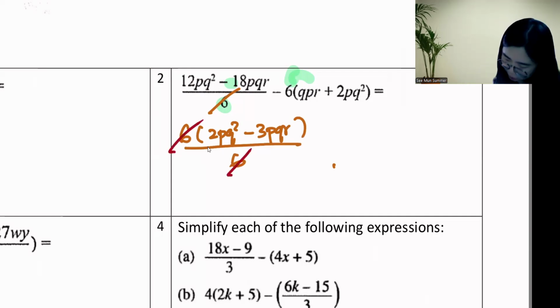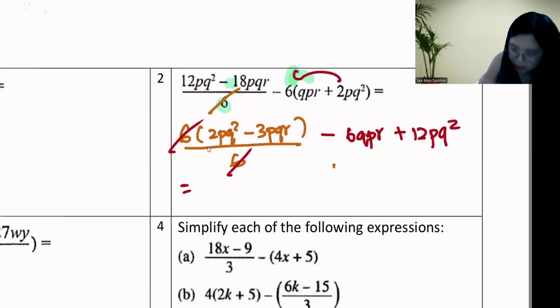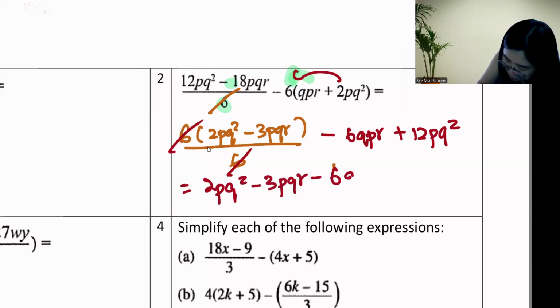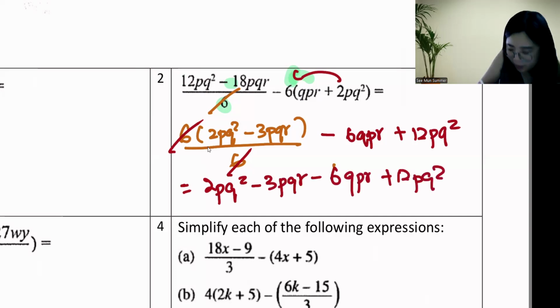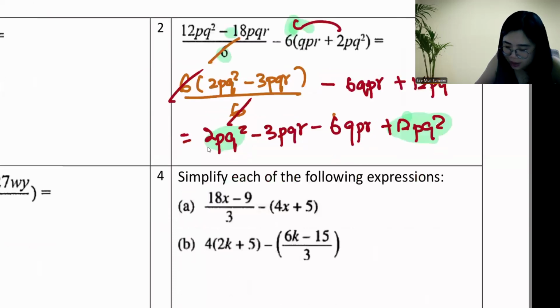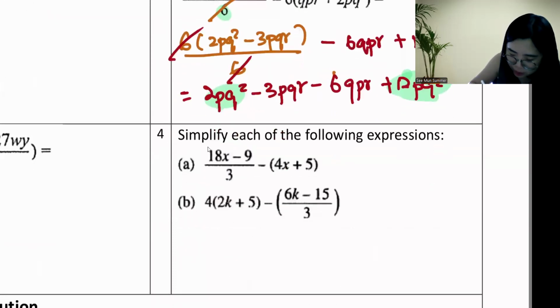And then next we continue and then we'll have 6qpr times 6pq squared. So now there's no more fraction below. Then we can move around already. 2pq squared, 3pqr, 6qpr plus 12pq squared. Can you see? There are 2 groups of family here, pq squared and pqr. So I group them together. So 2 plus 12.